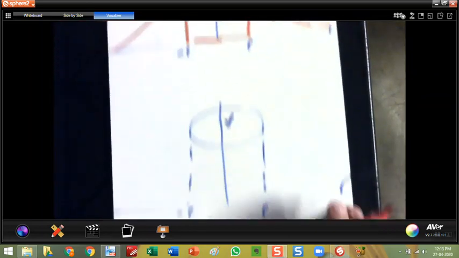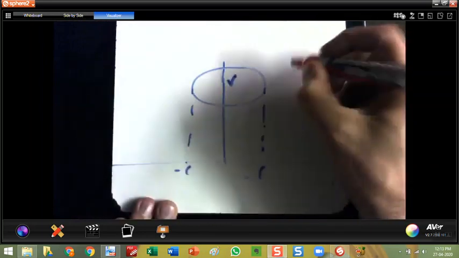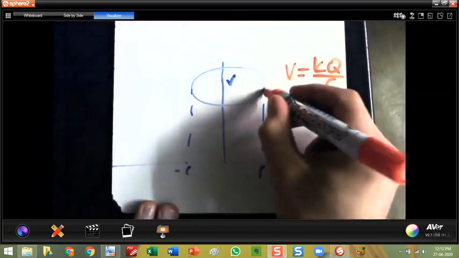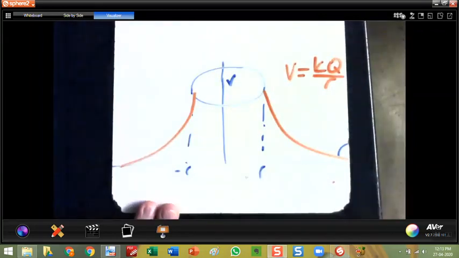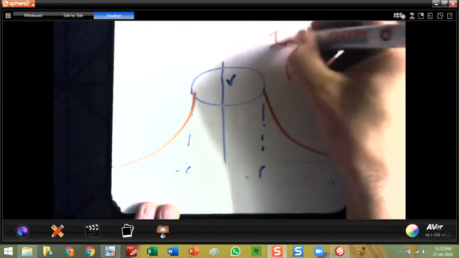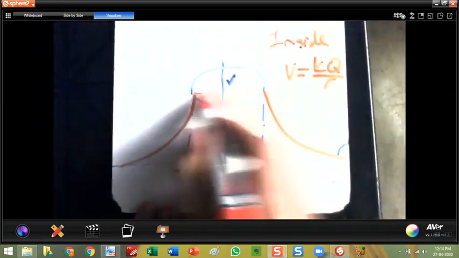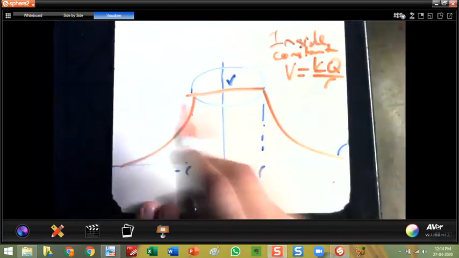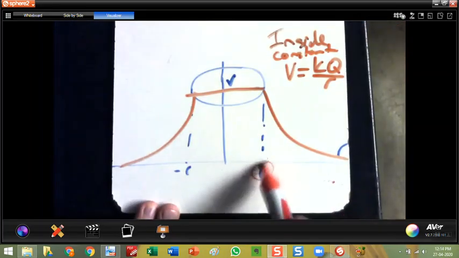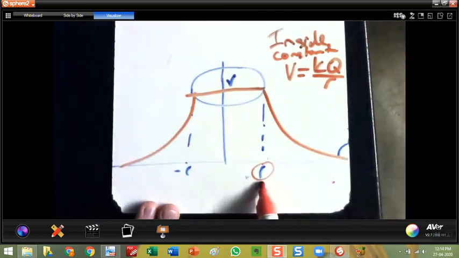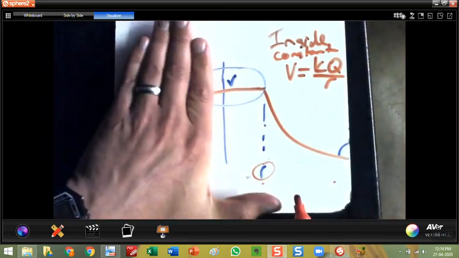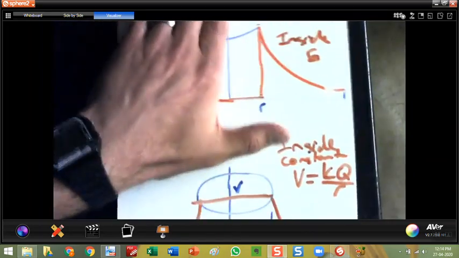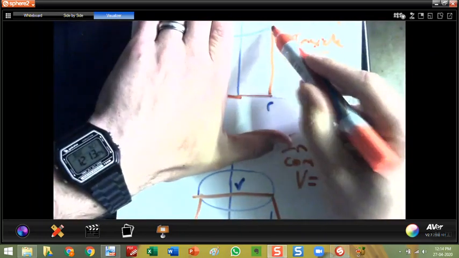But if we compare it to the electric potential, once again we know the shape of the graph looks something like this, but inside, the electric potential is constant. When we look at this, we can use the R here, the point where it starts decreasing, to get the radius. If they give us a graph like this, the point where it starts decreasing is the radius, or here once again the point where it starts decreasing is the radius.